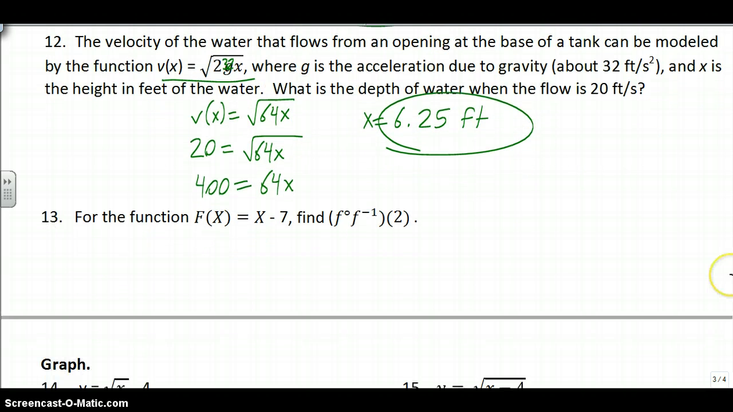For the function f of x equals x minus 7, find f of f inverse of 2. Very simple. When you have f of f inverse, you're doing something and then you're undoing it, so it's just what you start with, 2. Whew, difficult.